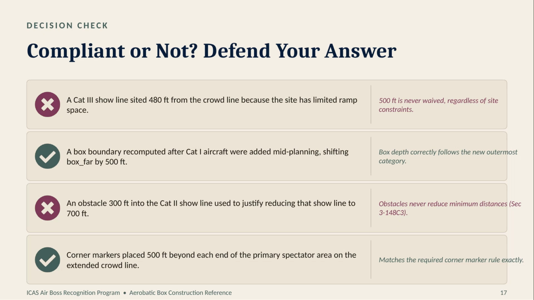Let's test what you've absorbed with 4 compliance scenarios. For each one, decide compliant or not, and be ready to defend your answer the way you'd defend it in a Certificate of Waiver review.